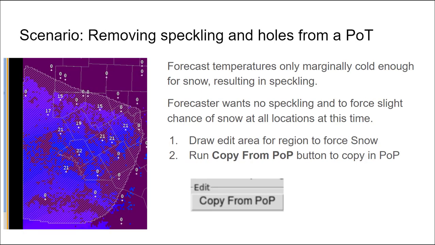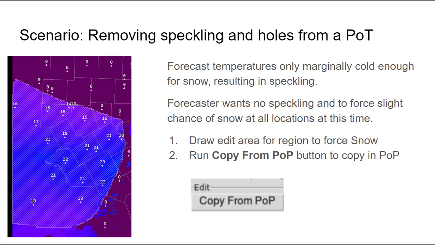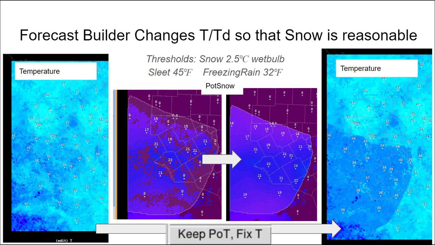Let's see an example of this in action. In this forecast, I want to forecast snow, but temperatures are marginal and too warm in some locations, resulting in all this speckling here. I can force snow into the edit area of my choosing here, and run the Copy From Pot button. By running the Keep Pot Fix T option, I'm telling ForecastBuilder to find all of these grid points where a violation is occurring, and to lower the wet bulb temperature until snow is now legal.